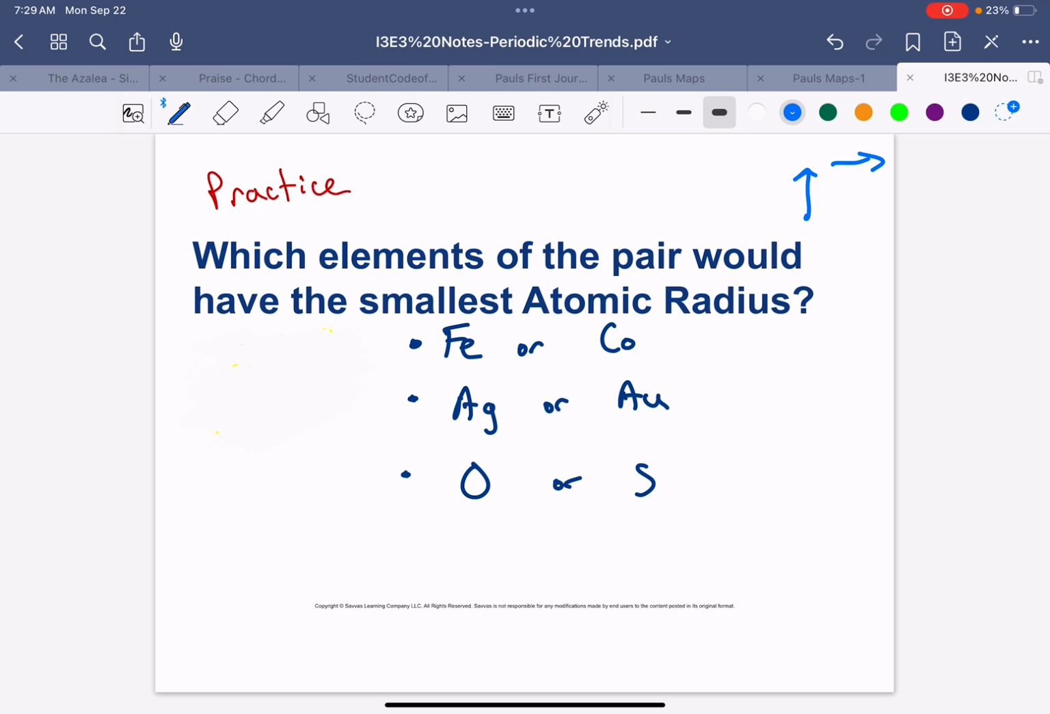So we're looking at cobalt and iron. Cobalt is further up and to the right. Silver or gold, well, silver is further up. Oxygen or sulfur, oxygen sits on top of sulfur.